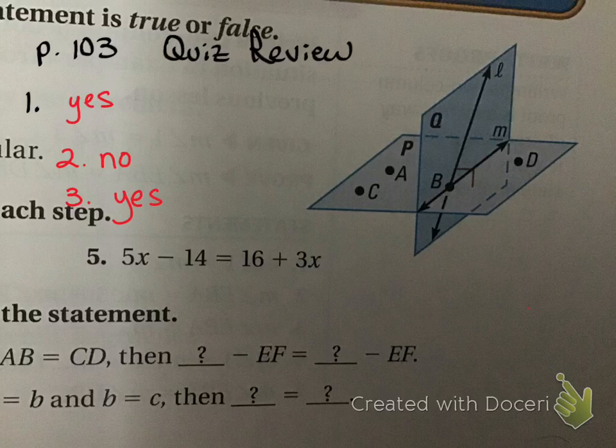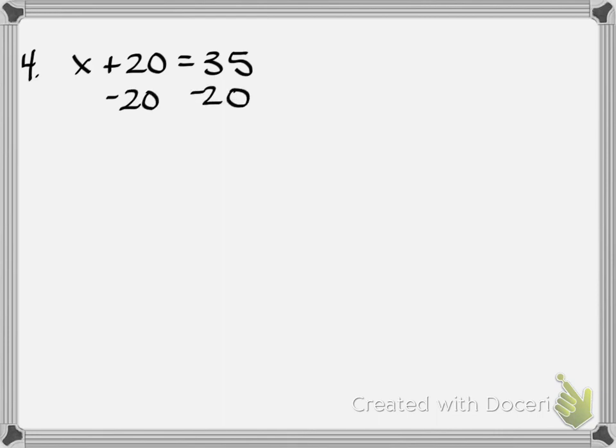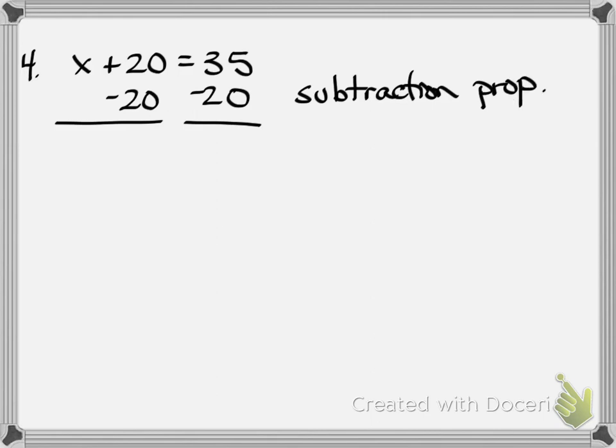Number 4, so this is a totally different type of problem. Number 4 says, solve the equation. Write a reason for each step. So as we go to start solving, we'll do this first. The reason for that, subtraction property. You can definitely abbreviate. And we're done. There's no answer property or anything.